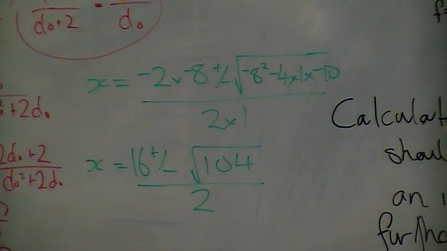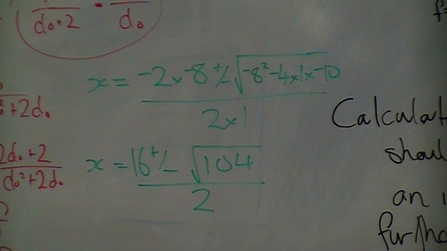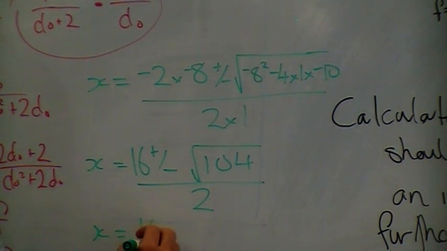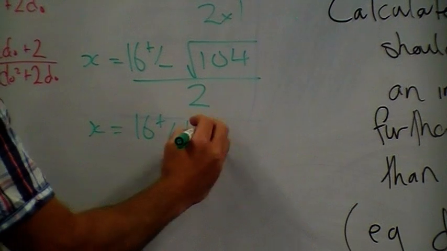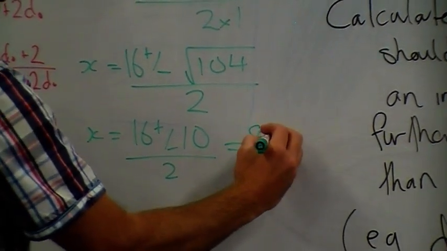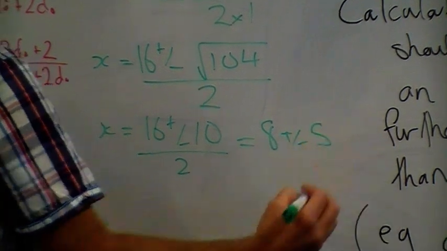How much is the square root of 104? Who's got their calculator? 10, roughly, right? Let's call it 10. So we got x is equal to 16 plus or minus 10 over 2, which is the same as 8 plus or minus 5.